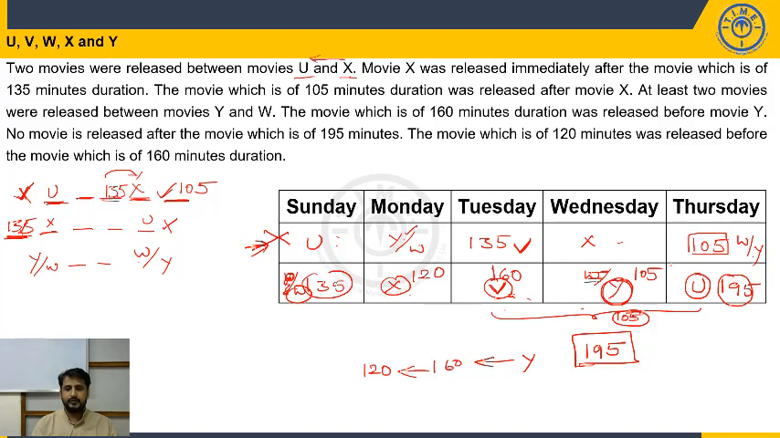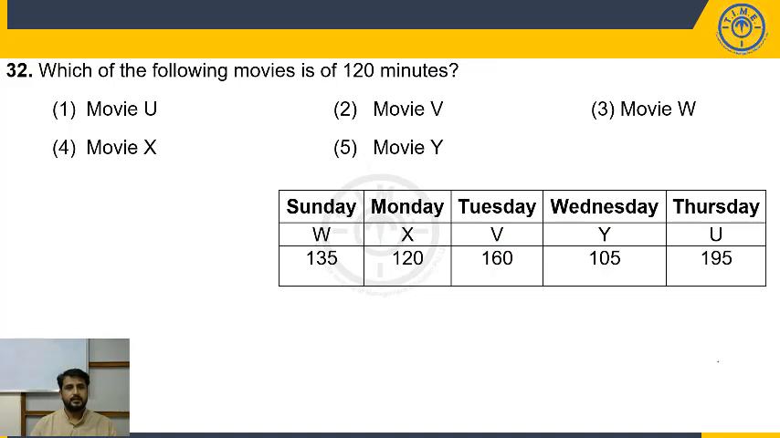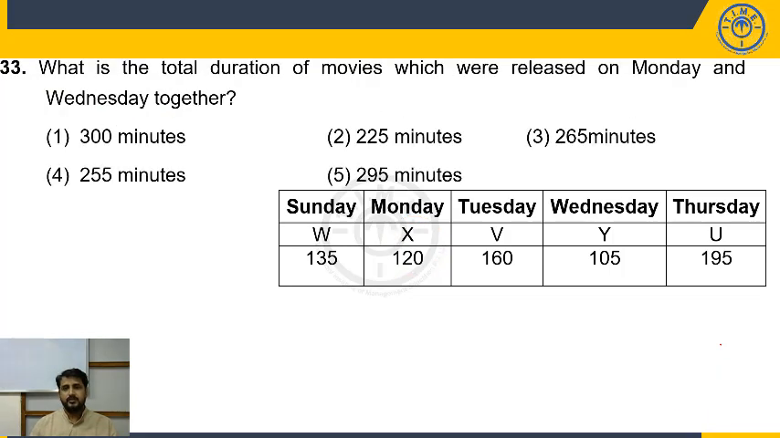Okay, let's answer the questions. How many movies were released before movie Y? 3. 1, 2, 3. Choice 3. Which of the following movies is of 120 minutes? X. Choice 4. What is the total duration of the movies which were released on Monday and Wednesday together? 120, 105. So totally 225. Choice 2.